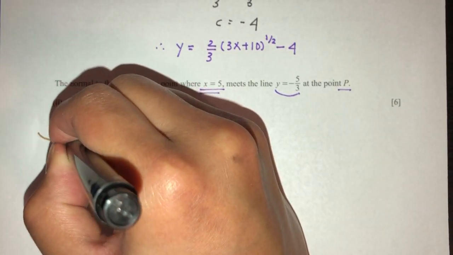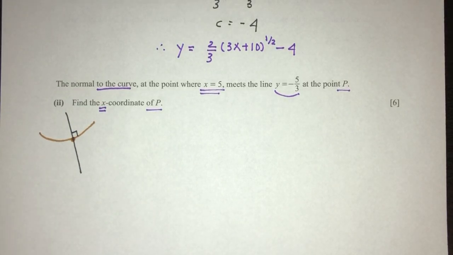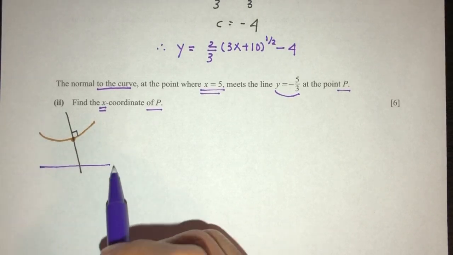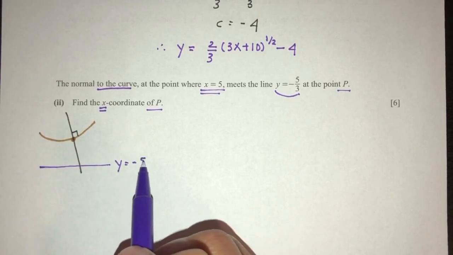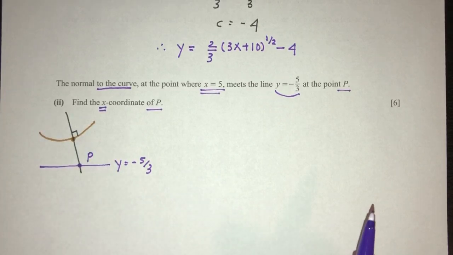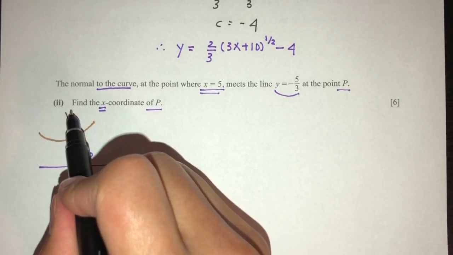A normal is a line that cuts the curve at 90 degrees, right? And this normal cuts a line here, which is y equal to minus 5 over 3, at this point P. So we have to find the x coordinate of that point P. So how can you do that? You first have to find the equation of the normal.